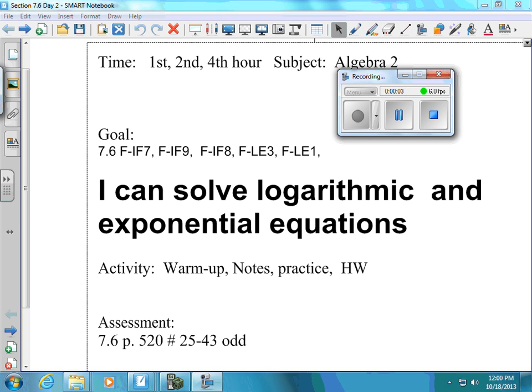Okay, here's the last lesson for the semester. Semester 1, hopefully it's in semester 1. If that pushed back, well, we're in semester 2 now. But it's the last lesson for unit 4, chapter 7.